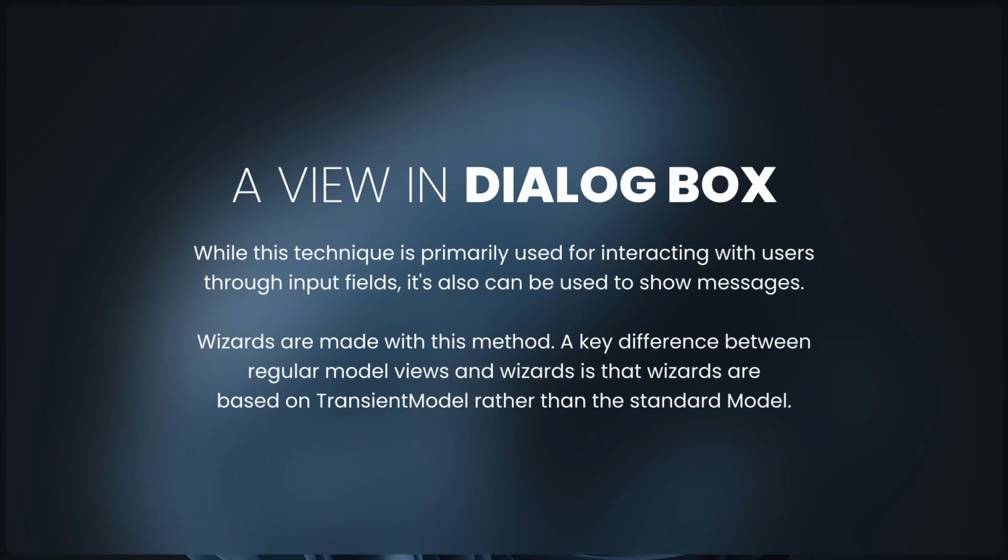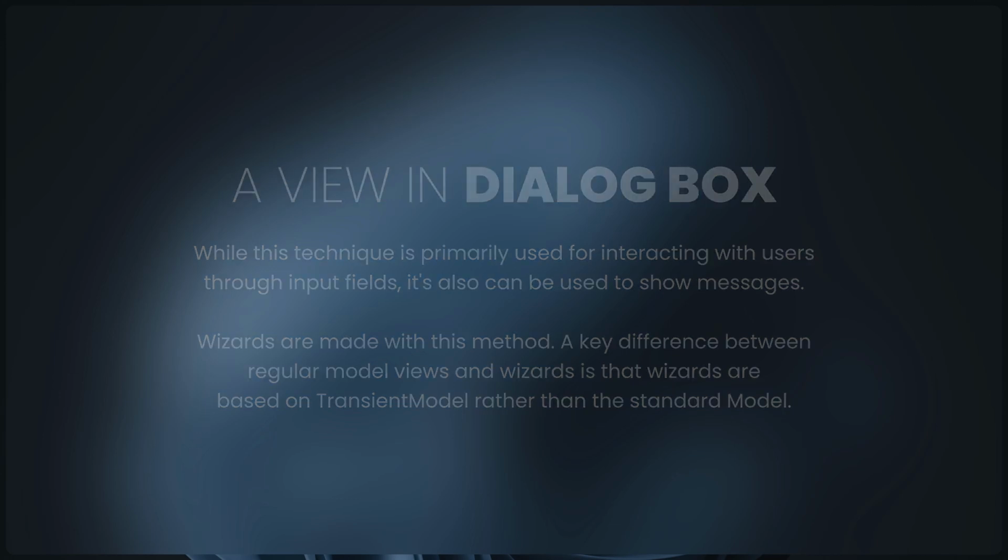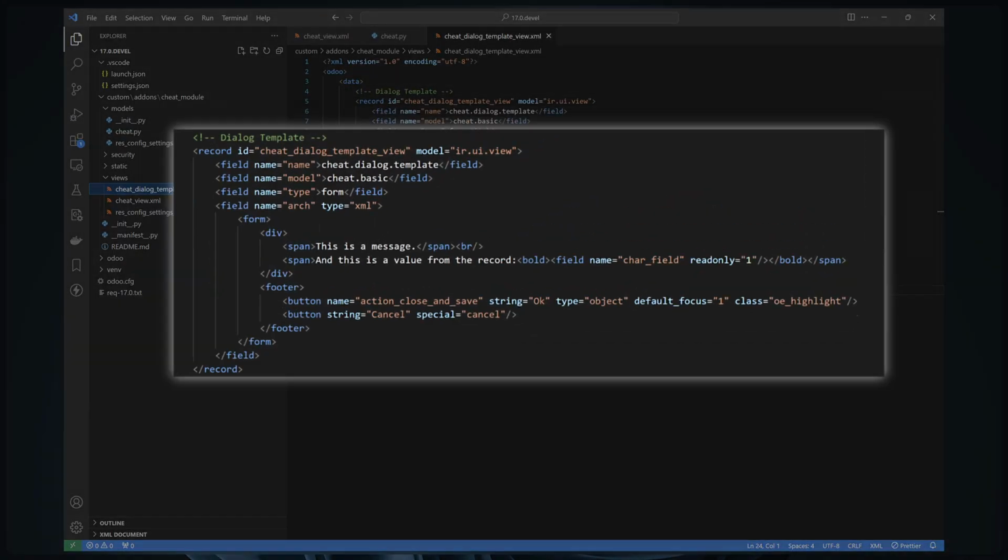Finally, the last method involves displaying a view in a dialog box. While this technique is primarily used for interacting with users through input fields, it also can be used to show messages. Wizards are made with this method. A key difference between regular model views and wizards is that wizards are based on transient model rather than the standard model. Let's start by creating a view template first.